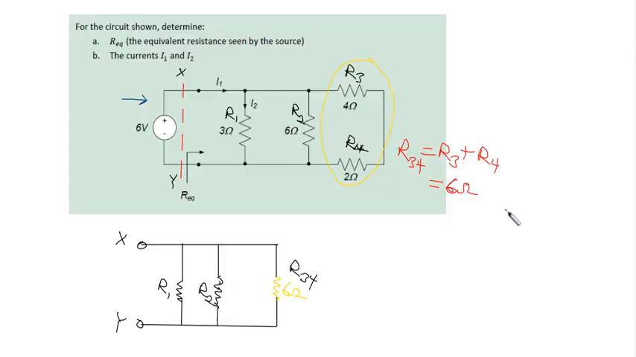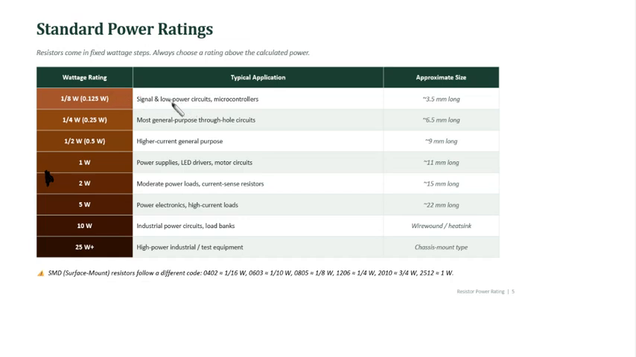So for standard power ratings, resistors come in fixed wattage steps. Always choose the rating above the calculated power. In your laboratory, in your experiments, you'll be choosing resistors to build some circuits or some simple demonstrations. It's good to know which resistor to choose for which purpose. Some standard power ratings that we have are 1 over 8 watts, 1 over 4 watts, 1 over 2 watts, 1 watt, 2 watts, 5 watts, 10 watts, 25 plus watts.